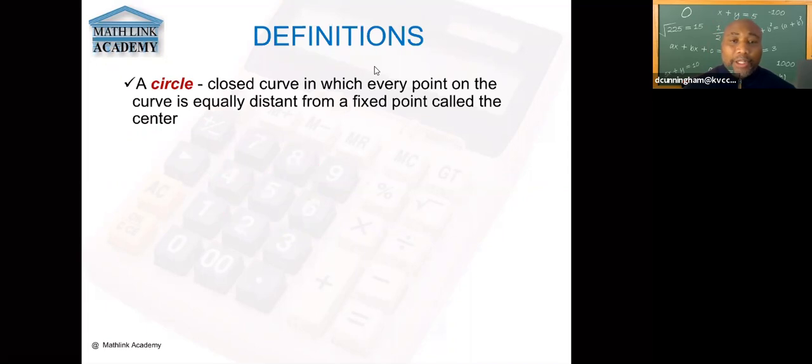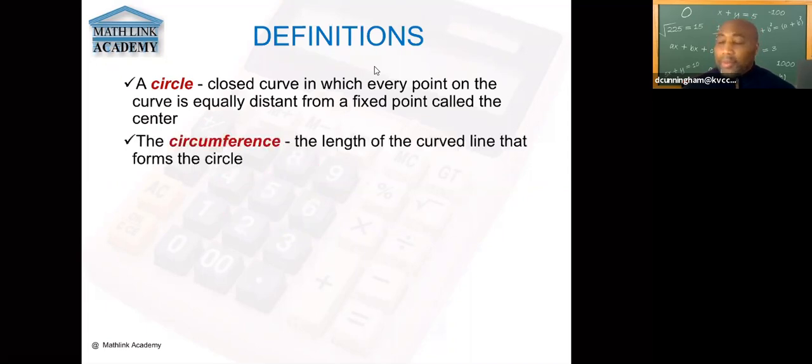Let's give you some more definitions. The circumference is the length of the curved line that forms the circle. So when I drew my circle earlier, this is the circumference that I'm drawing, which is in green. I want to find what is the length of that curve, the whole entire circle, starting at this point and ending at the same point. What is the length? That's called our circumference of a circle.